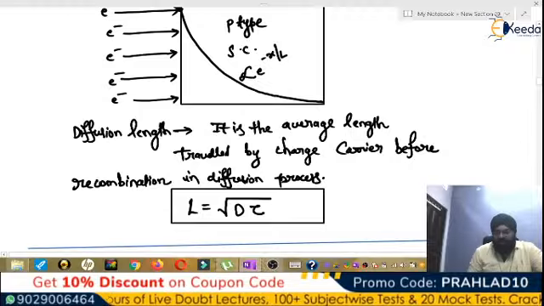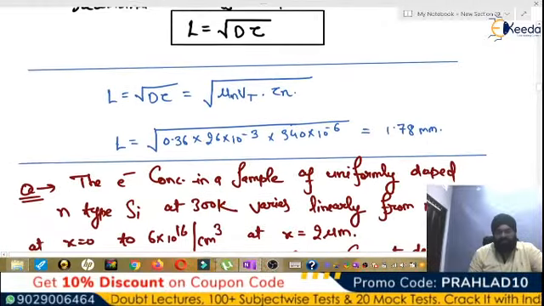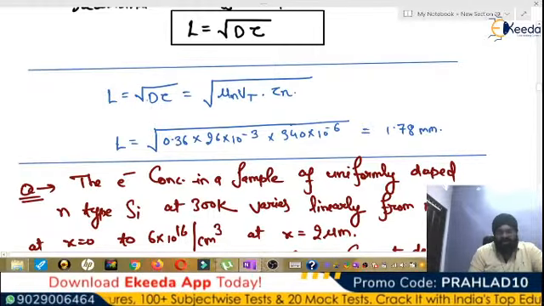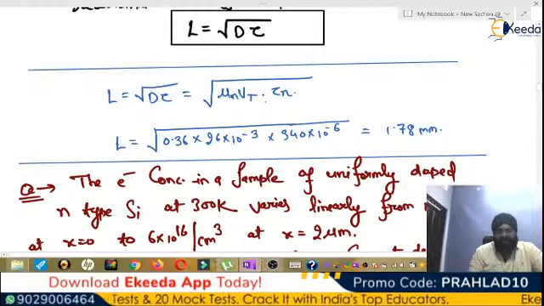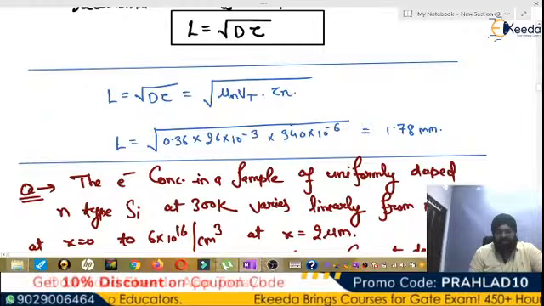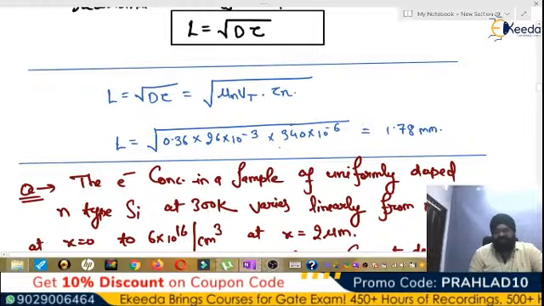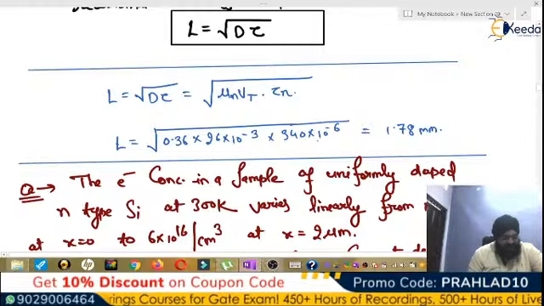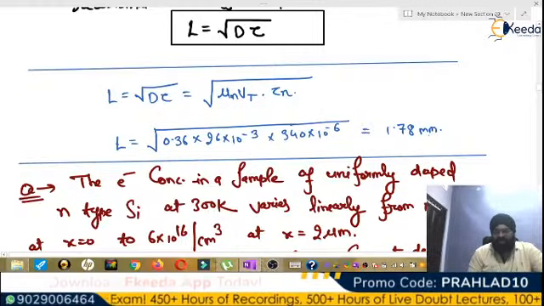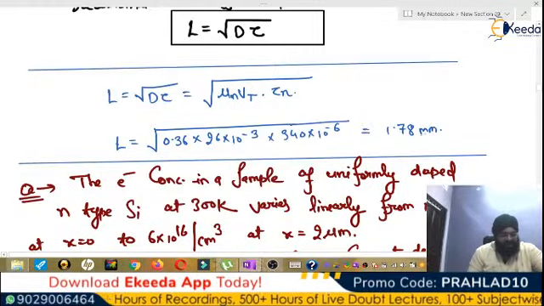So according to our question, length of diffusion is under root of D into tau, and D is mu n into Vt, so D tau n. So mu n, the mobility of electron, is 0.36 into Vt. Vt is 26 into 10 raised to power minus 3, and tau n, the carrier lifetime, is 340 into 10 raised to power minus 6. So this answer is 1.78 millimeter.